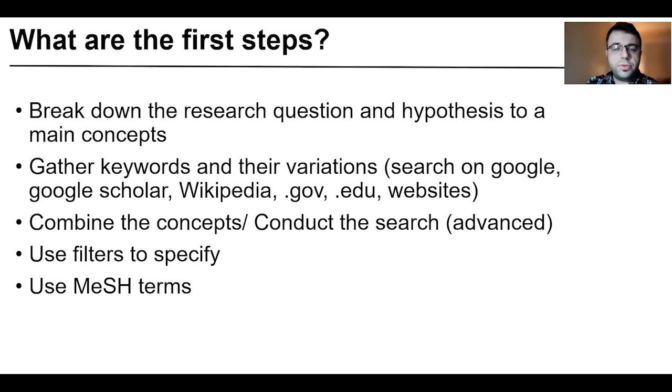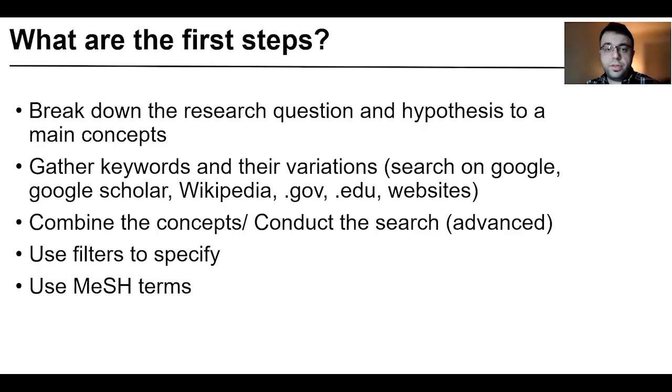So how should we do a literature review? What are the first steps? First, we must know that we have to break down the research question and our hypothesis. We should break them down to a main concept.